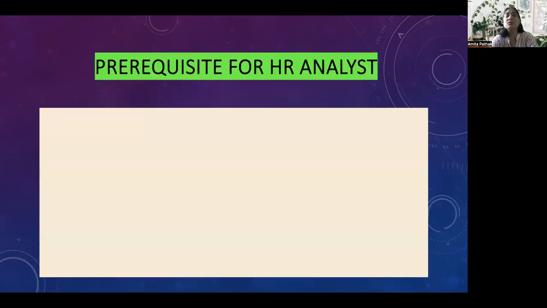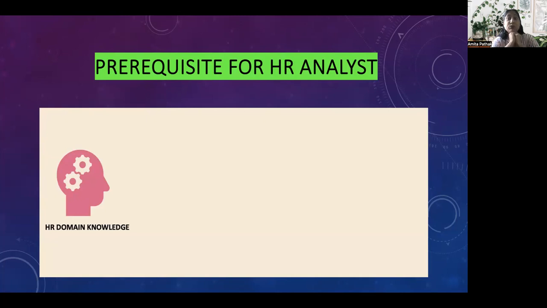Next come the prerequisites for an HR analyst. As the topic is what is HR analytics, I just utilize this time to present the prerequisites. That is, what are the basic requirements for becoming an HR analyst? Should we be highly technically savvy, or should we master certain tools and technology, or can any HR professional be an HR analyst? Let us discuss this.